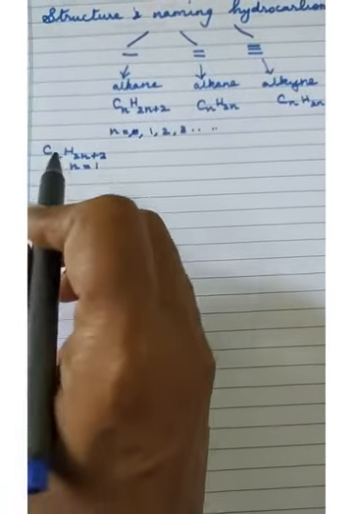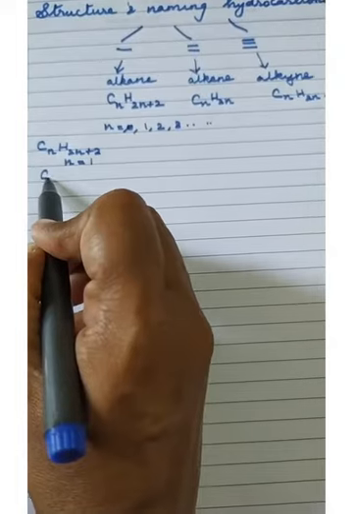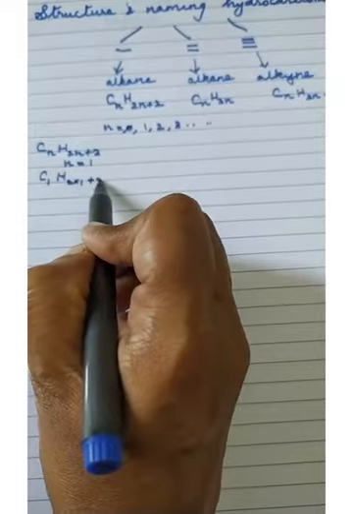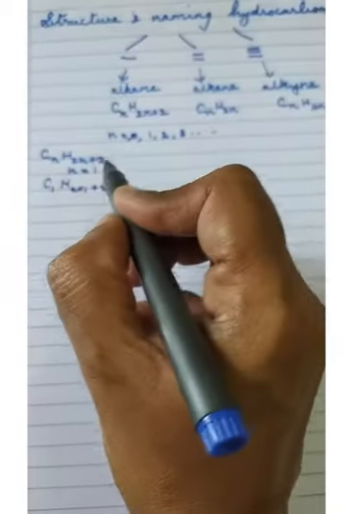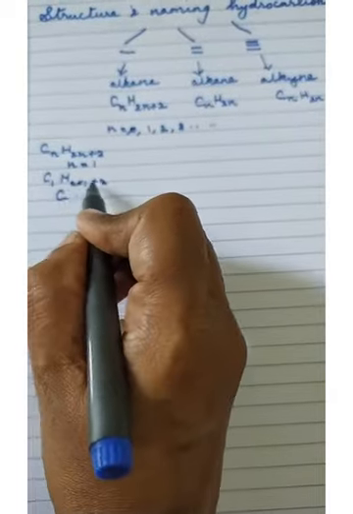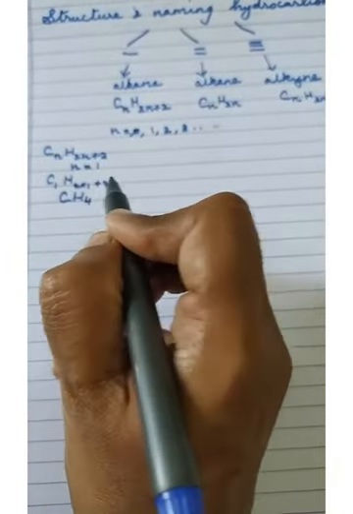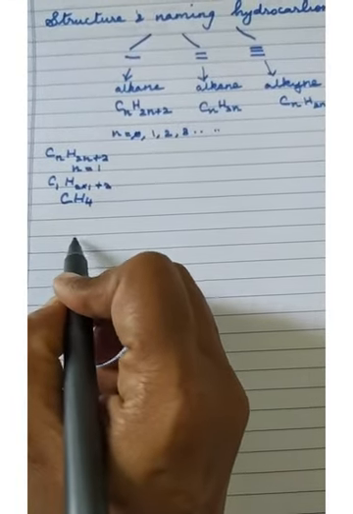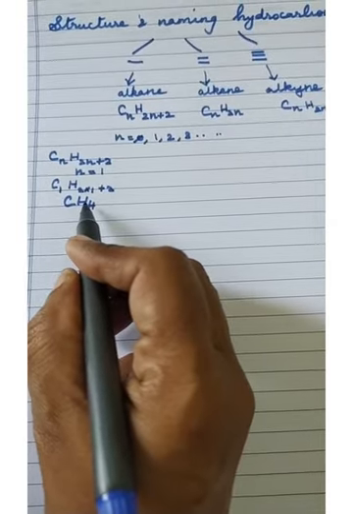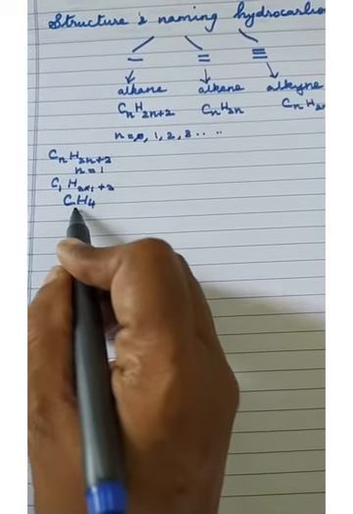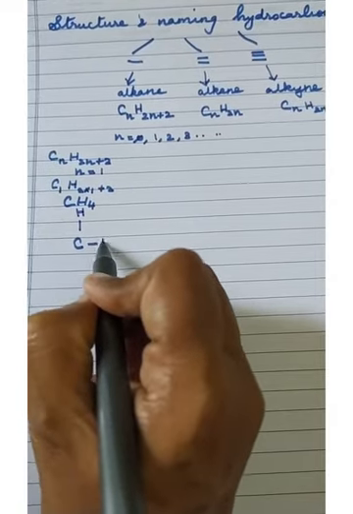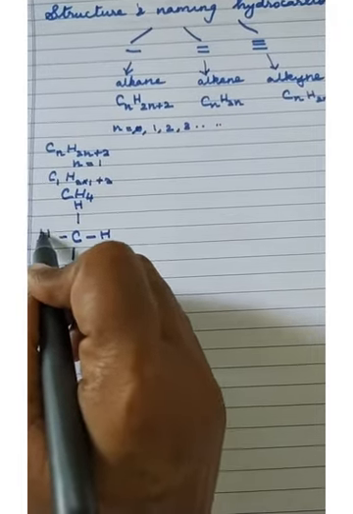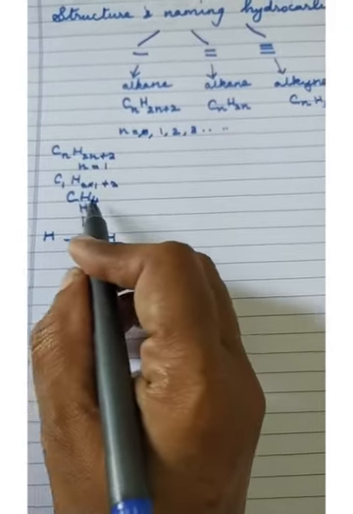If n is equal to 1, what is going to happen? Substitute: C1H2 into 1 plus 2. So it becomes C, 2 plus 2, 4. So the first one is CH4. Now let us write the structure for that. Only one carbon is present, and how many hydrogens do we have? 4. So here we write one hydrogen, here one hydrogen, here one and here one. So this is the structure of CH4.